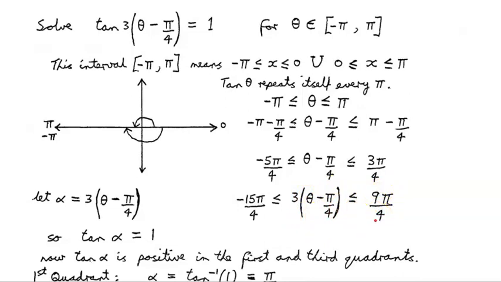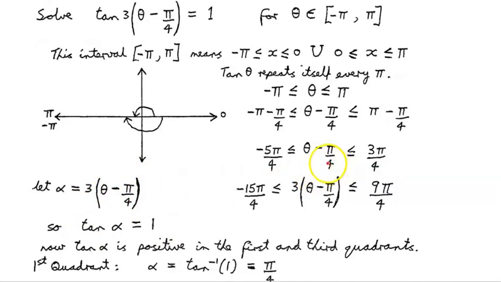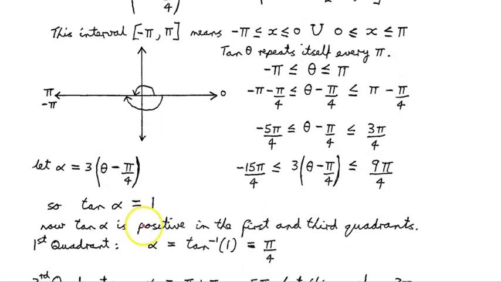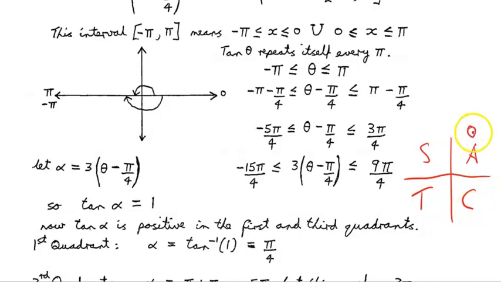Now, next bit. We're going to let alpha equal our previous argument, 3 parentheses theta minus pi on 4. And what we notice is that tan alpha equals 1 is now the equation we want to solve. If we remember that tan alpha is positive in the first and third quadrants, because of that basic rule: all are positive in the first, sine in the second, tan in the third, cosine in the fourth. So tan is positive in the first and third quadrants. Here the basic angle is theta, here it's pi plus theta.